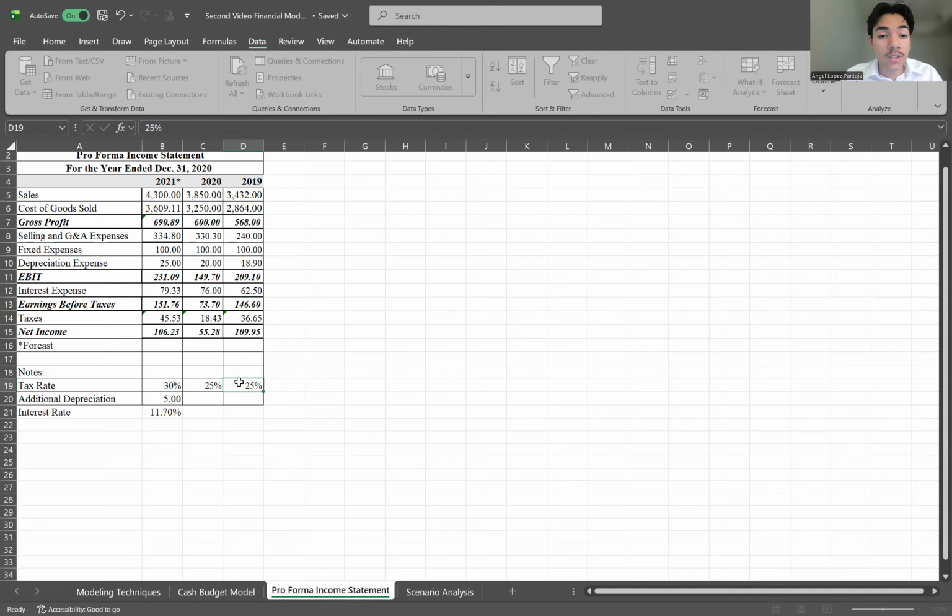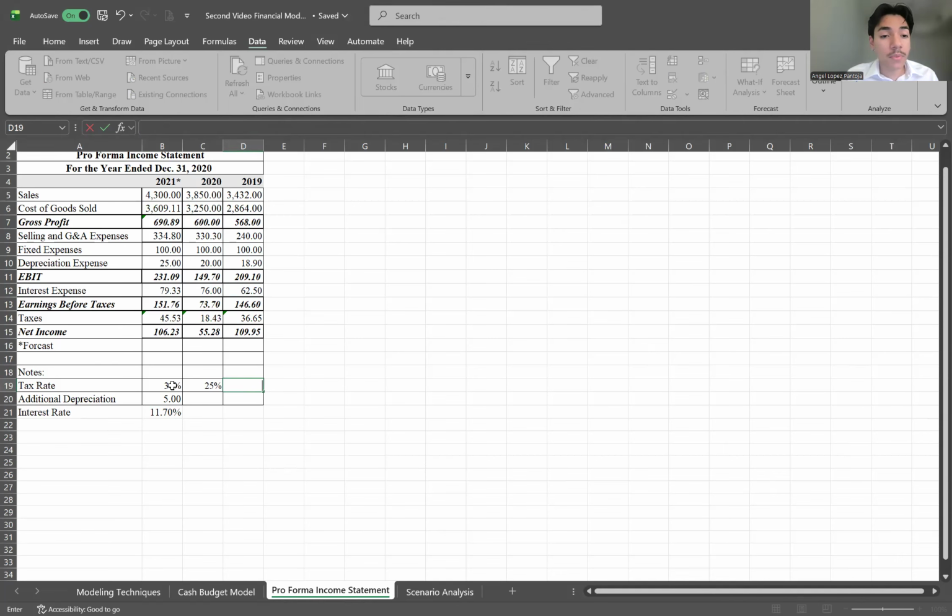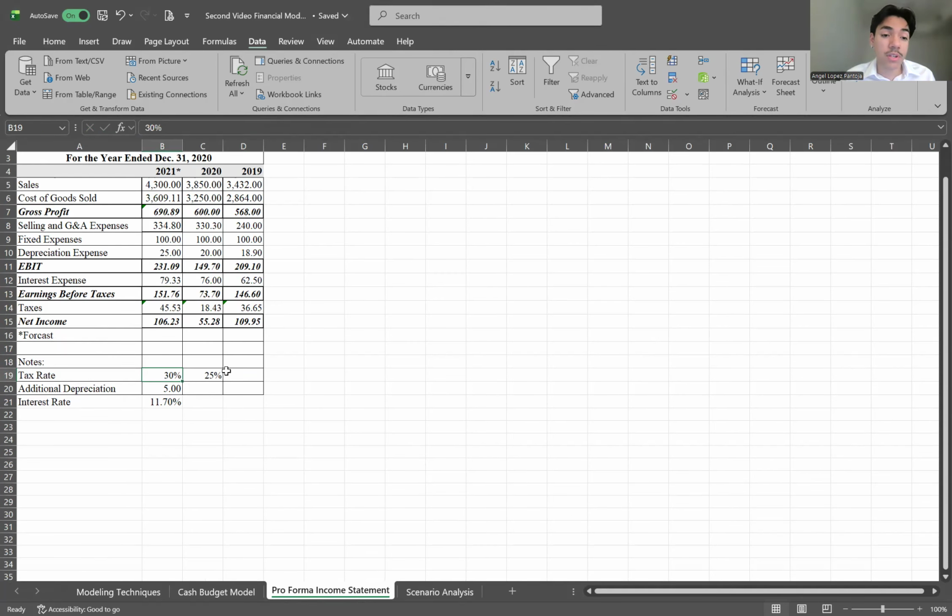This doesn't change, but we now change this to 25%. We would multiply by 25%, which would give us the other number. But I'm just doing 2021 because that's what we have. This is already set in place. But here we do see that the tax rate is 3%.